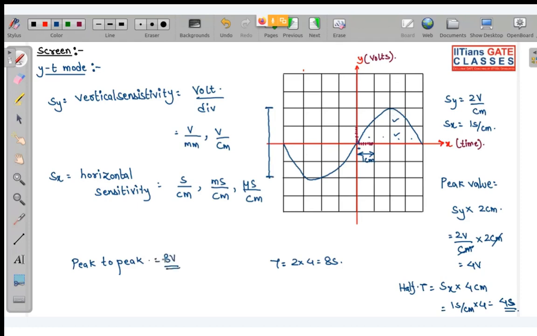So remember to see the question properly. As we have the time period, I can even calculate the frequency. That will be 1 by 8 or 0.125 hertz. Okay, any doubt? Tell me yes or no. So this is basically the screen in your YT mode of operation.